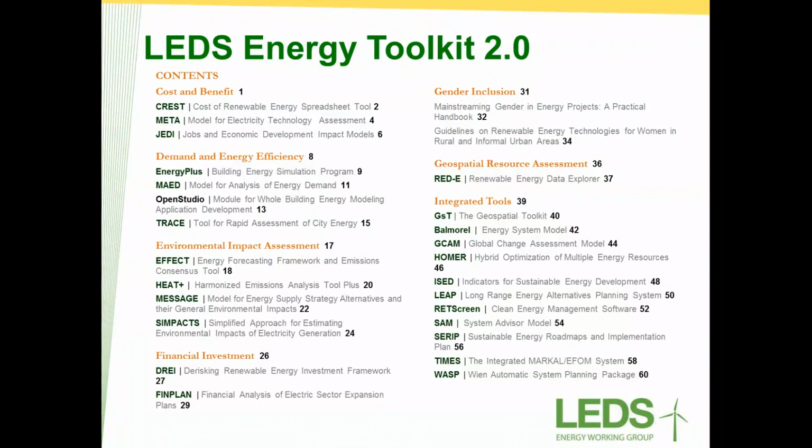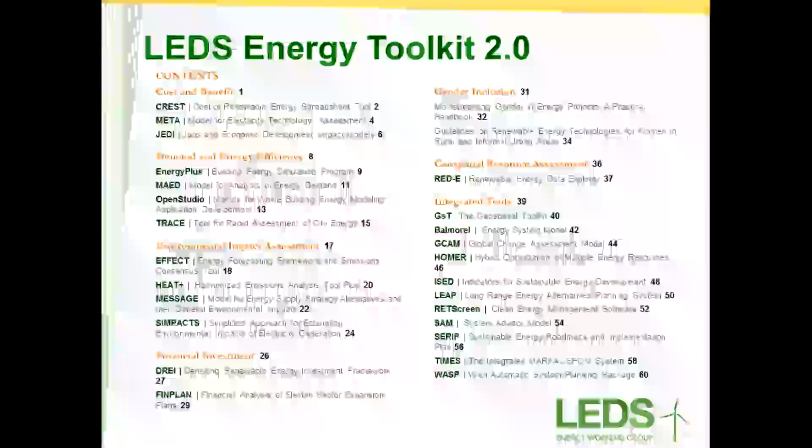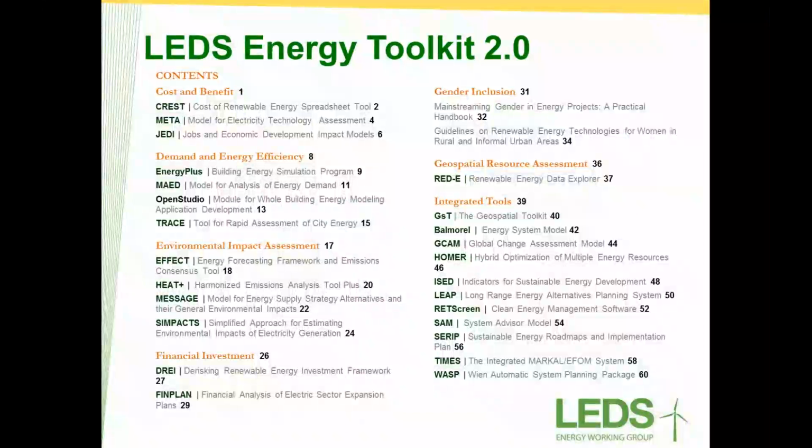We have 2 tools in this year's kit that help model gender, that do gender inclusion, that help you to design smart policies for gender inclusion. We have some on geospatial tools as well. And then the final category are integrated tools. That's a long list of tools. And the RETScreen tool that we're getting presented in a few minutes is in this category as well. So you see a broad range of available tools that are showcased in the toolkit. Next slide, please.